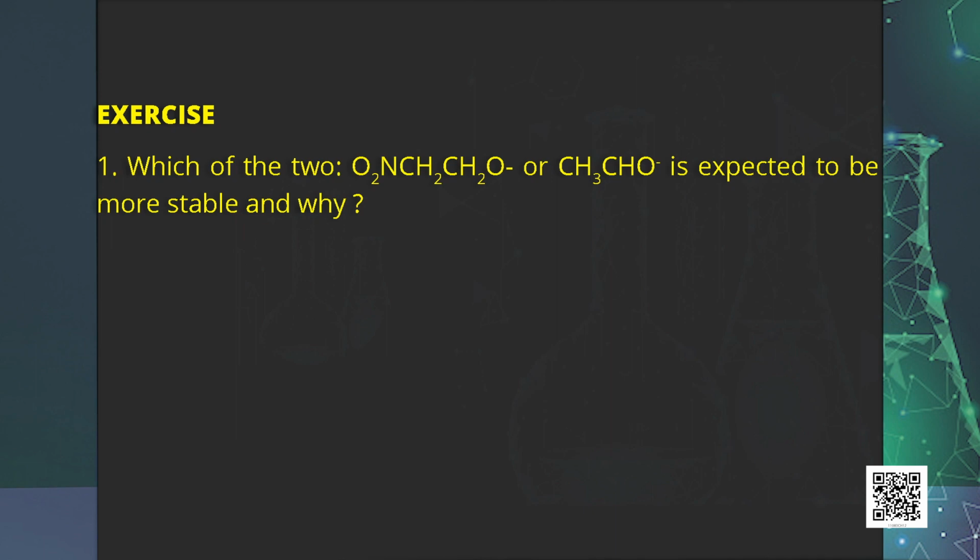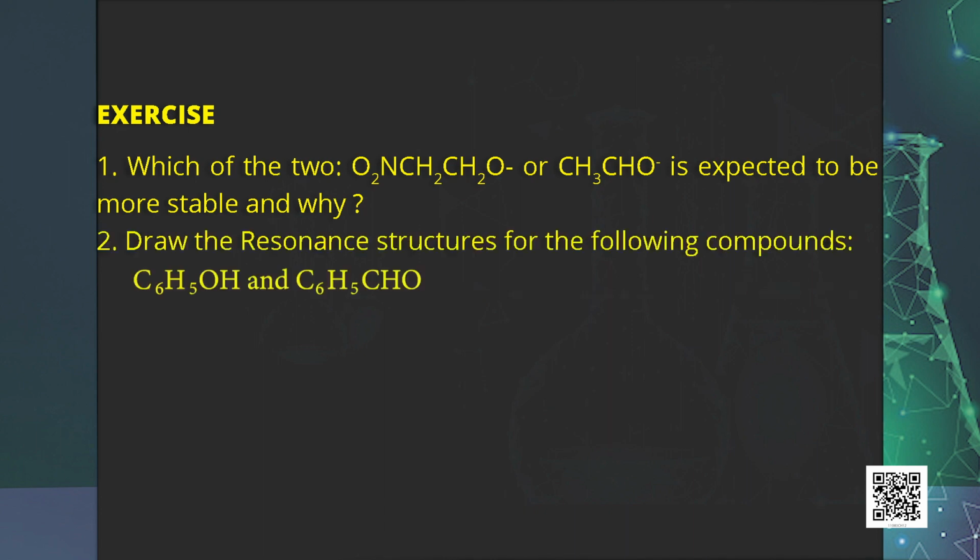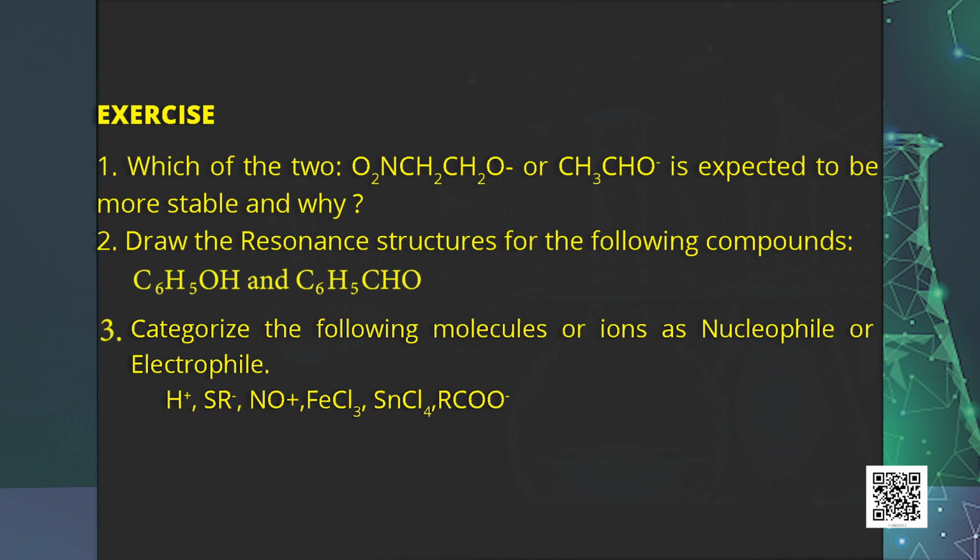After completing this session, let us try a few questions. Question number 1 is, which of the two ions expected to be more stable and why? Question number 2 is, draw the resonance structures for the following compounds, that is phenol and benzaldehyde. Third question is, categorize the following molecules or ions as nucleophile or electrophile.